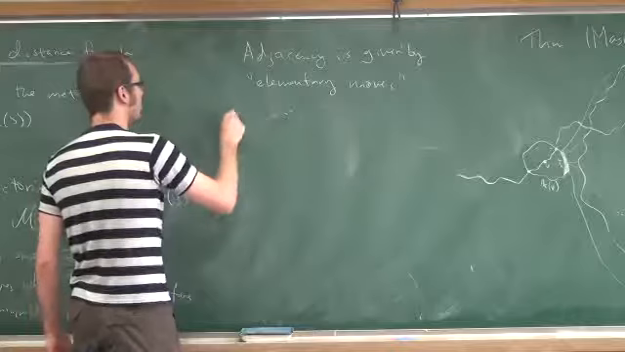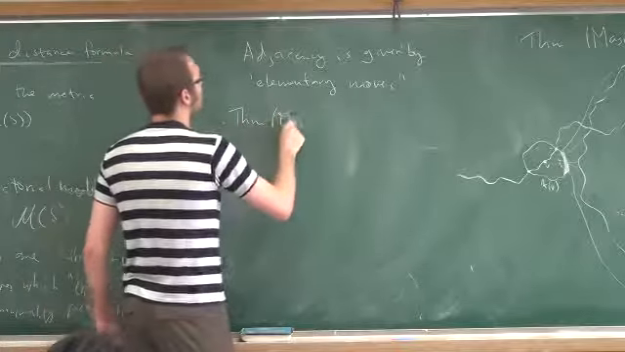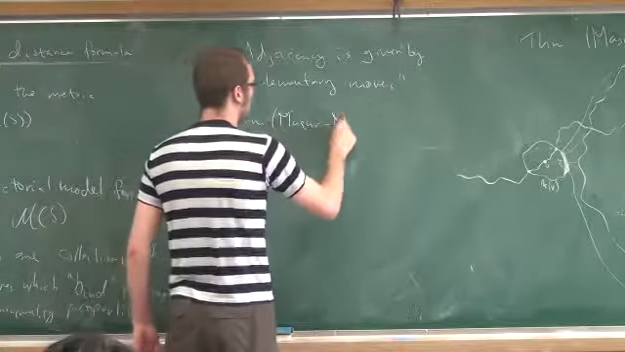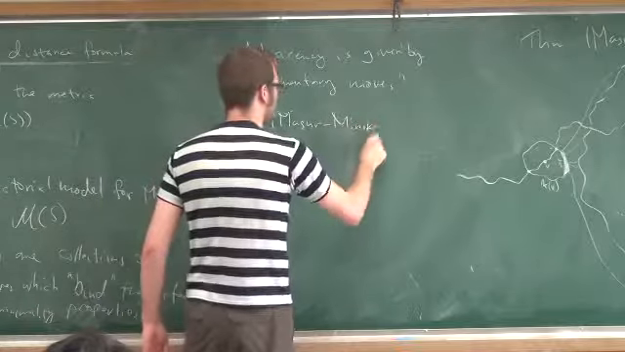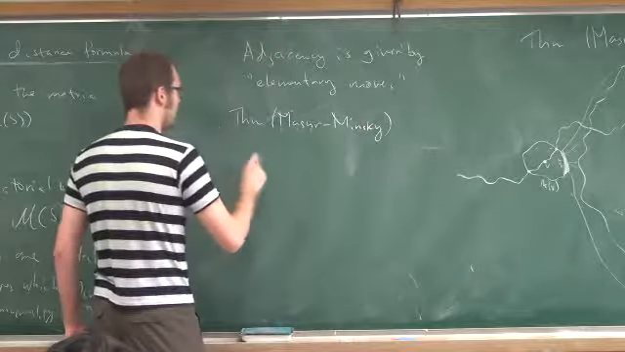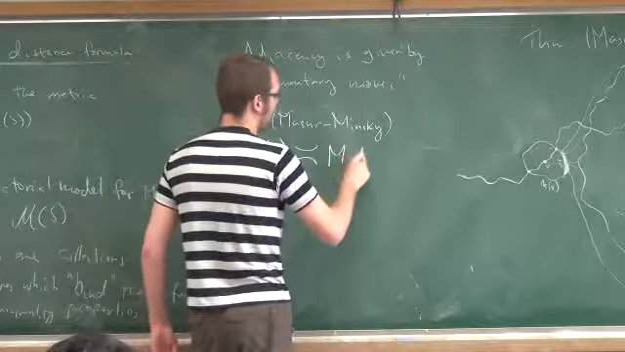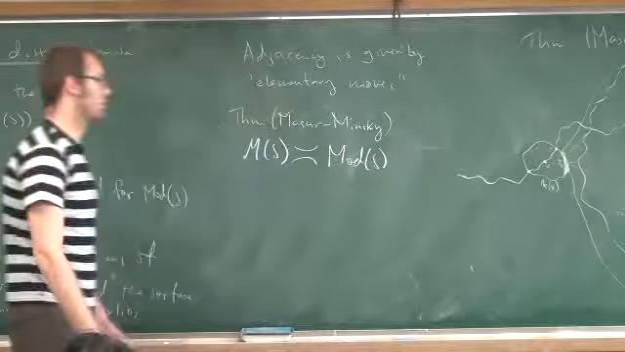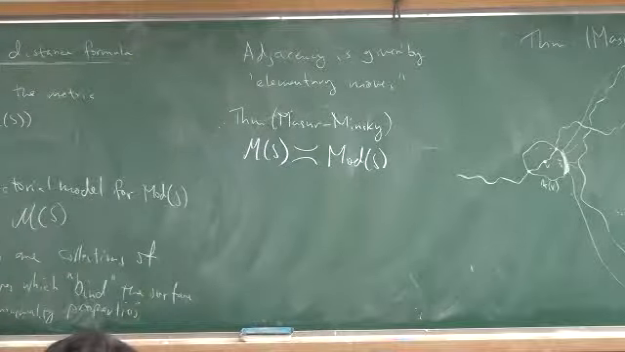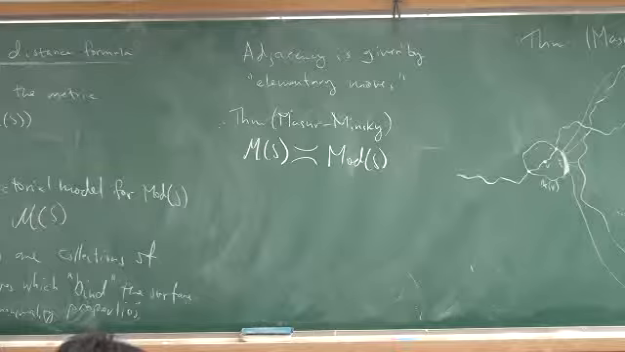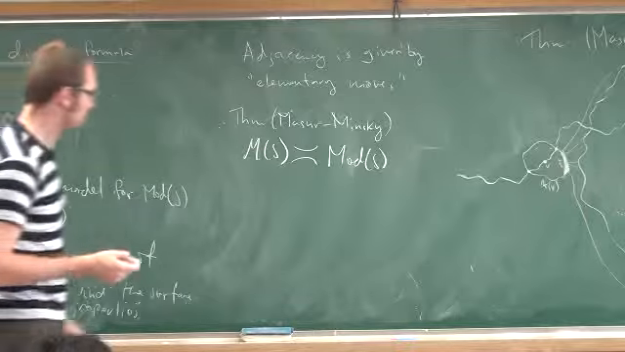And so what Mazur-Minsky showed is that this marking graph is actually quasi-isometric to the mapping class group. So the large-scale geometry of this graph that's built out of these collections of simple closed curves is indistinguishable from the mapping class group.